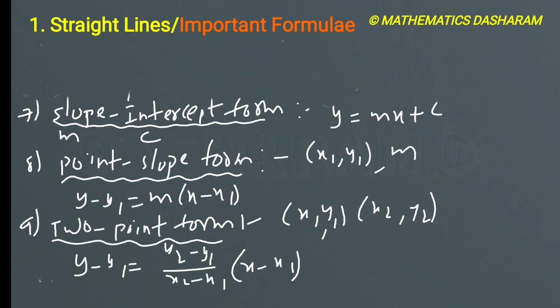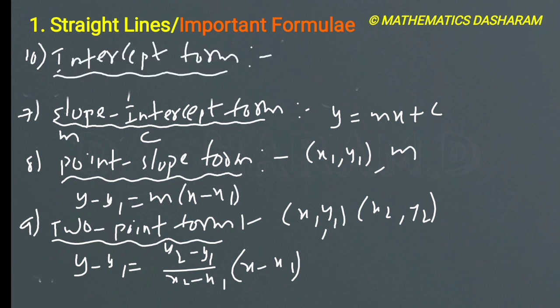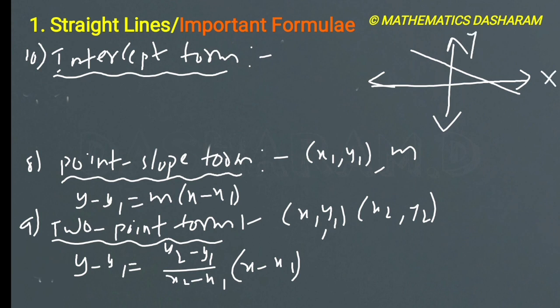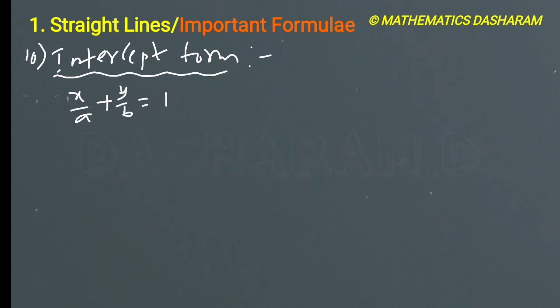Next, the 10th formula is intercept form. Intercept form means, for example, here is the x-axis and this is the y-axis. One line is intersecting the x-axis and y-axis at two different places. This distance is called a and this distance is called b. So it is the x-intercept and this is the y-intercept. In this case, the equation of a straight line is x by a plus y by b equals 1. The next formula is normal form or perpendicular form.